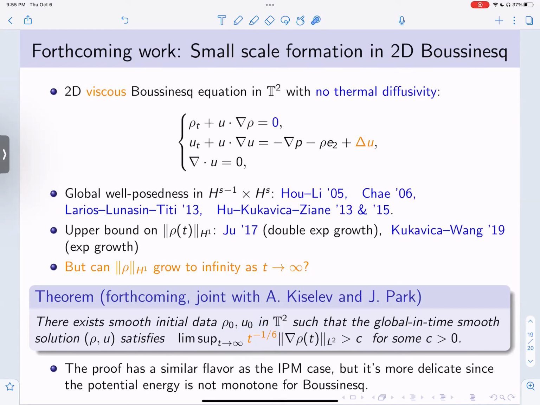Of course, that is still far away from the theoretical upper bound of exponential growth. We don't know whether the best growth is exponential or polynomial, but to our best knowledge, this seems to be the first result that shows the H1 norm of rho in this globally well-posed equation can really grow to infinity as time goes to infinity. This is a forthcoming work, which we are currently wrapping up, and hopefully it will appear on arXiv soon.